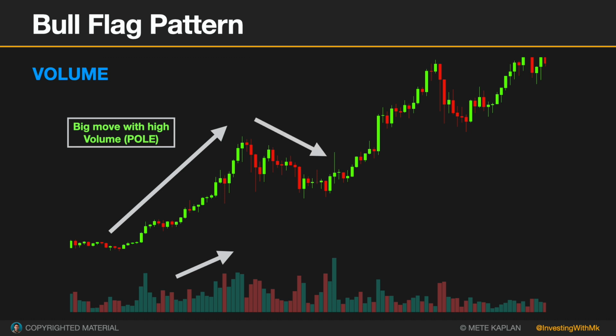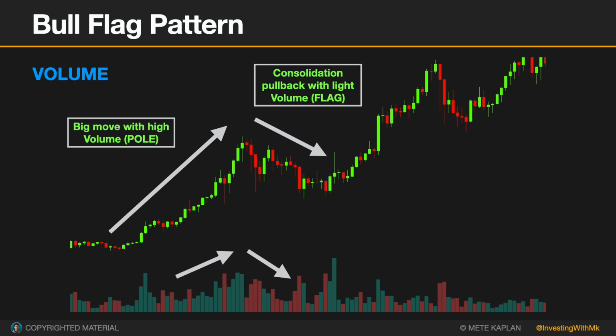After that, we wait for a consolidation period, a pullback phase. What we look for here is stable volume. If it's decreasing, it's even better. However, we definitely do not want rising volume during this consolidation. Now our pole and flag are formed. What we need is to determine our entry point and where to place our stop loss orders. Let's talk about it in the next slide.